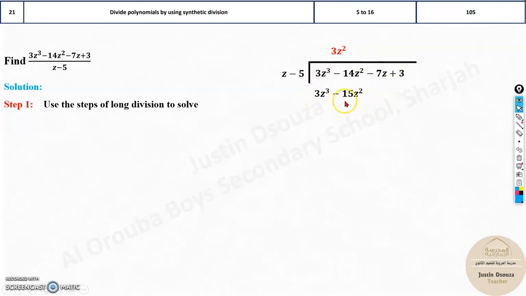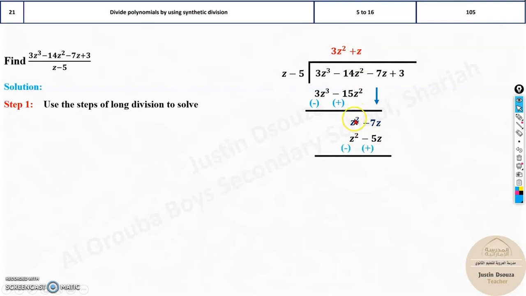Minus 5 times 3 is negative 15, z squared. Change the signs, this first term cancels. Over here you'll get only plus z squared. Why? Because 15 minus 14 is 1 z squared. Now bring this minus 7z down, and then what do you need to multiply? It's only z. So z multiplied by z is z squared, and minus 5 times z is minus 5z.